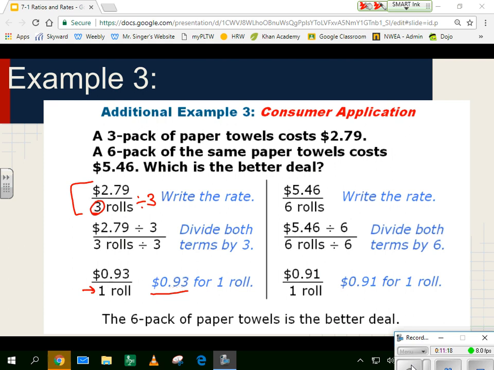Now for the other one, we're dividing by 6, since that's the unit on the bottom. 6 divided by 6 gives us exactly what we want, 1 roll. So how many times does 6 go into $5.46? That's 91 cents. So buying the 6-pack is actually the better deal because you spend 2 cents less per paper towel roll than the other brand. Write this down as an example so you can see how to do it, because next you're going to be doing 2 of them on your own.